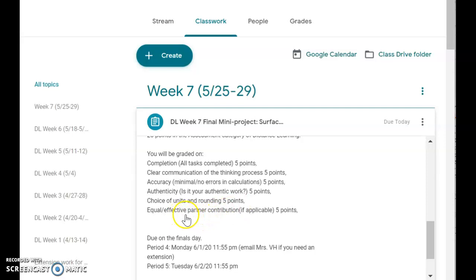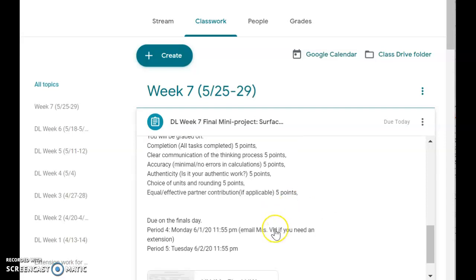And again, you will be graded on equal and effective partner contribution, meaning that both partners need to be contributing equally and it needs to be clearly visible who's doing what. So perhaps you might want to make a note, this is done by SV, meaning Susan Van Horn, or something like that, and the other portion was done by John Smith, JS, or something like that.